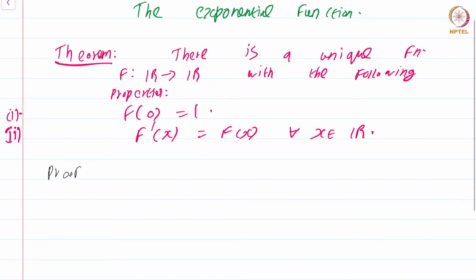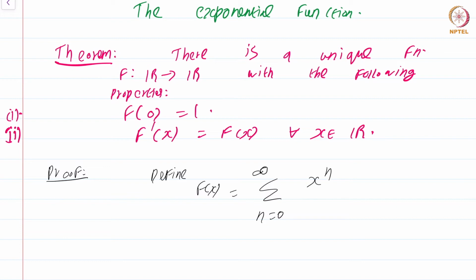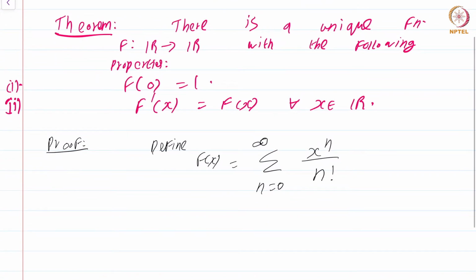Now that we are masters of power series, this is a fairly easy thing to do. Define f of x equal to summation n equals 0 to infinity x power n by n factorial. Okay. Now the question is, if this series converges, then what is its derivative? Let's first assume that the series converges.